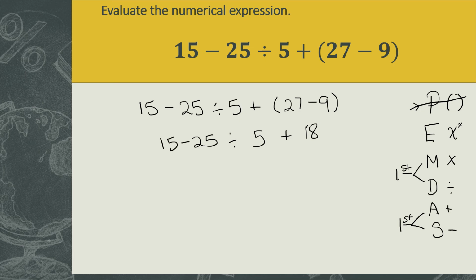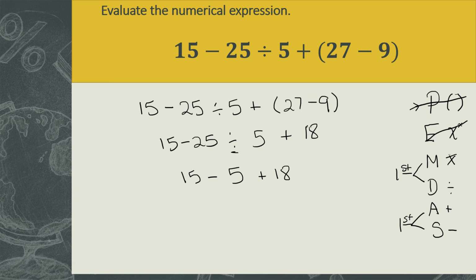My next step is to look for any exponents. I see that I don't have any, so I'm going to go ahead and cross it out. Multiplication and division, I'm looking for whichever one comes first. I'm lucky, I only have one division problem, which is 25 divided by 5, which gives me 5. And again, I'm just going to write that number first and then write out all my remaining operations and numbers.